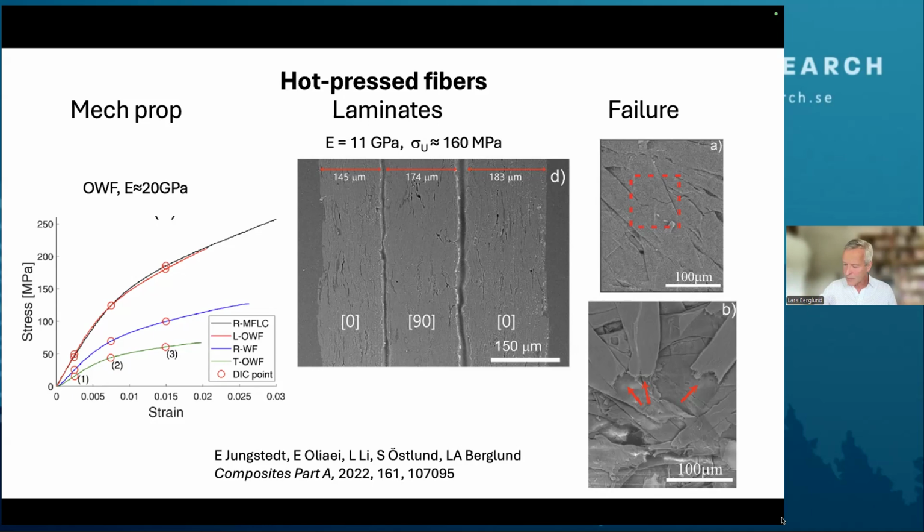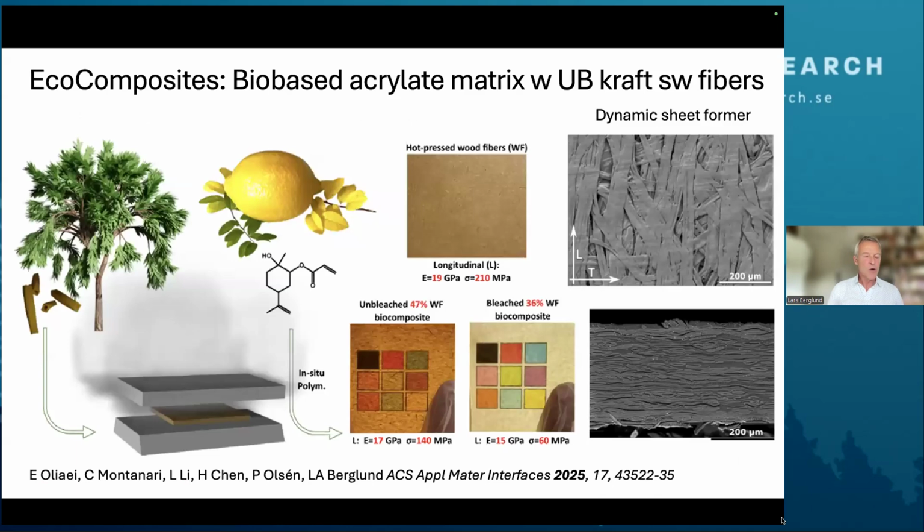So then I switched to more eco-friendly composites. In this case, we have a bio-based acrylate matrix. This is work by Peter Olsén. And the idea is he uses limonene oxide. Céline Montanari did this in her thesis. And you combine it with acrylic acid, which is now available from bio-based resource. And we combine this bio-based acrylate and we impregnate hot-pressed wood fibers.